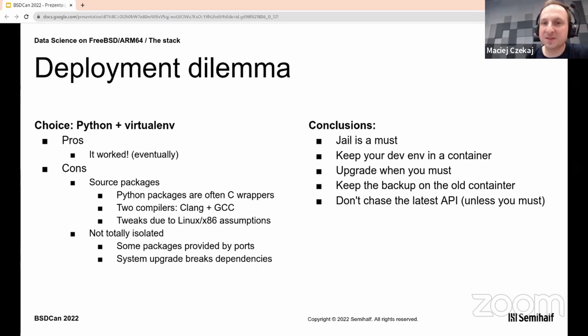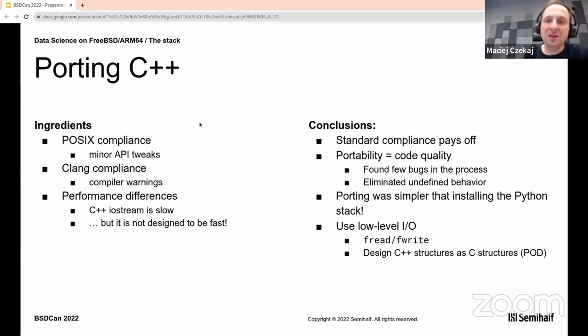And upgrade only when you must, because then you risk losing and breaking the dependencies. So also we've got to keep the container in a backup in case something doesn't work. And we shouldn't be chasing the latest API, although sometimes it's tempting. We should try not to use it because it's always a risk. So this kind of dependency situation is actually less mature. This package management is less mature than the standard OS package management. So upgrading is actually much riskier than upgrading the base system sometimes. So that was the most difficult part, because of no native Python binary packages for FreeBSD.